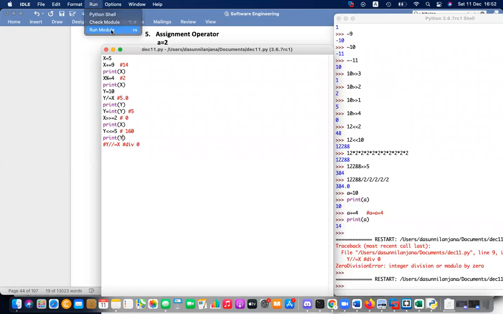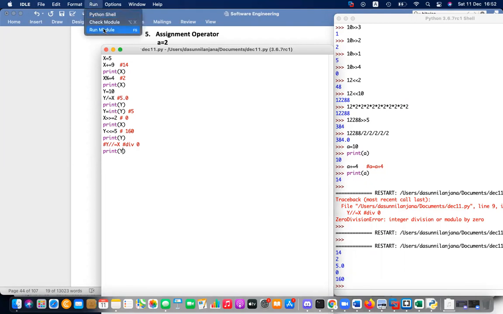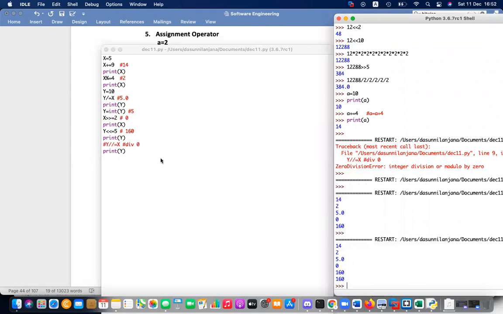Otherwise I won't get the result. Okay, 14 to 14 to 5.0, 5.0, then 0, then 160. If I run the last line, you know the result. It is a division by 0 error because x is already 0. You'll be getting that division by 0 error. So what has happened? This one is printing y.